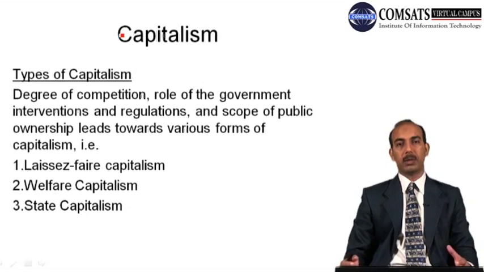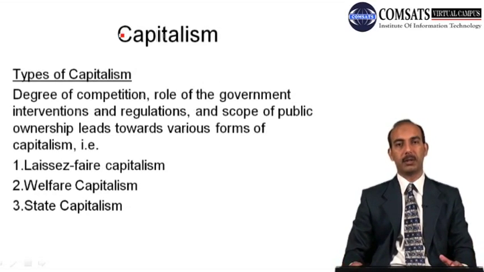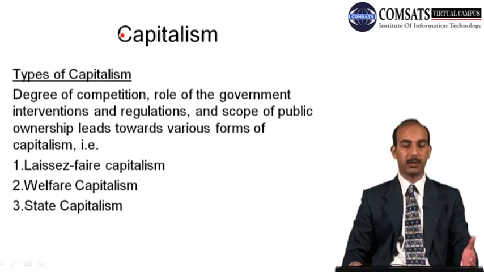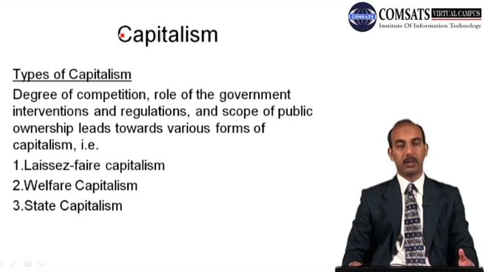And then there are many types of capitalism. Some of them I have listed here, and it depends on the degree of competition, the role of government intervention and regulations, and the scope of public ownership. It all leads towards various forms of capitalism. The major ones are laissez-faire capitalism, welfare capitalism, and state capitalism.